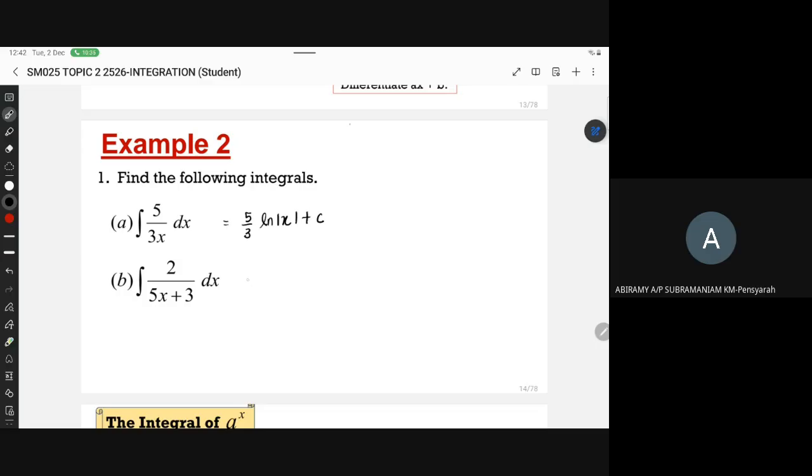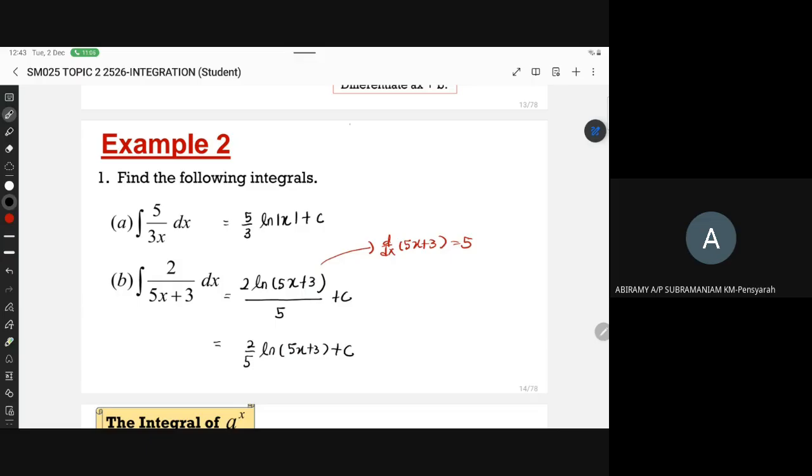So next we will be getting 2 ln(5x plus 3). Do not forget to divide by 5. So from where do we get 5? Differentiation of 5x plus 3 is 5. And of course, don't forget to add c. So you can write your answer as 2 over 5 ln(5x plus 3) plus c.